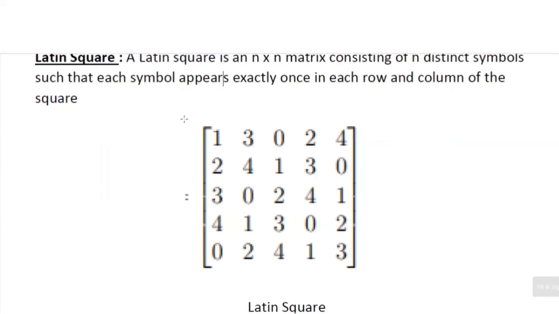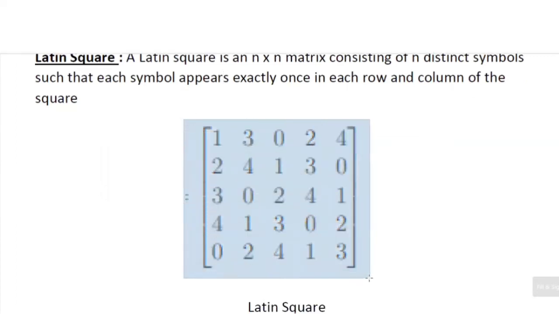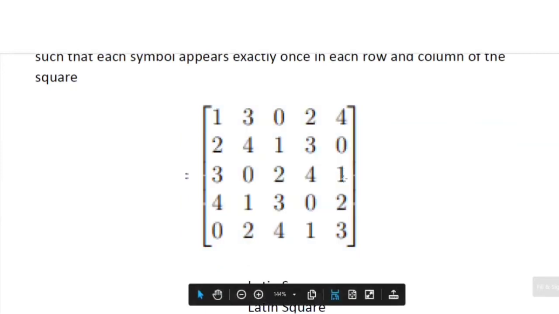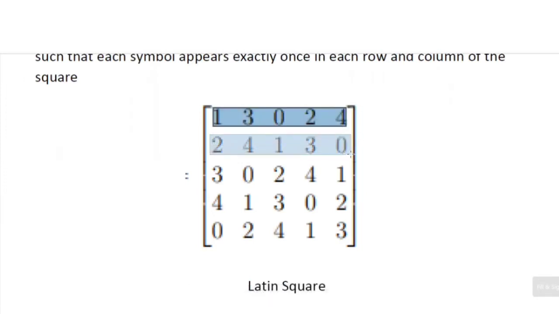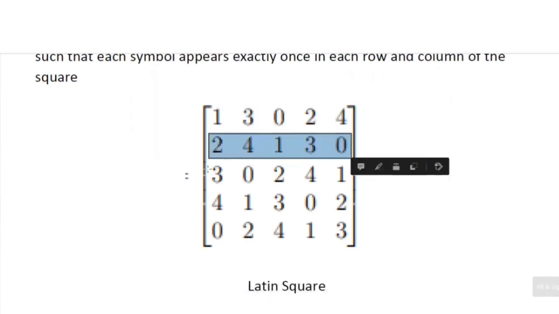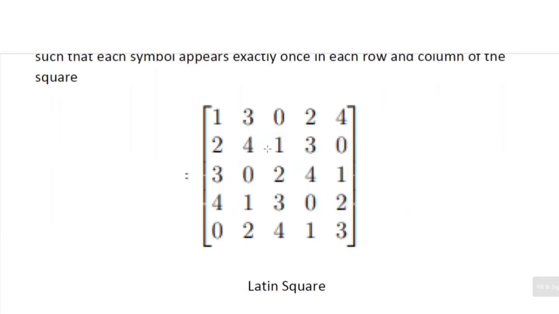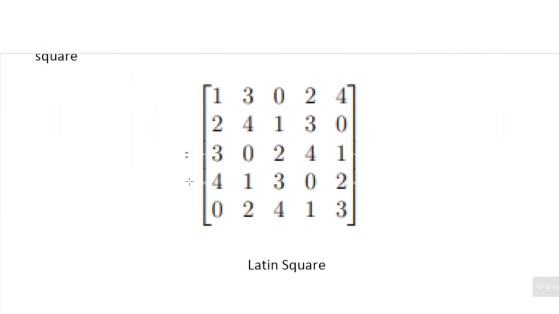So here also I have depicted an example of a Latin square, which is a 5 by 5 matrix. As you can see, each of the rows has distinct numbers from 0, 1, 2, 3, and 4. None of the numbers are repeating in rows and columns. So clearly this is a Latin square.